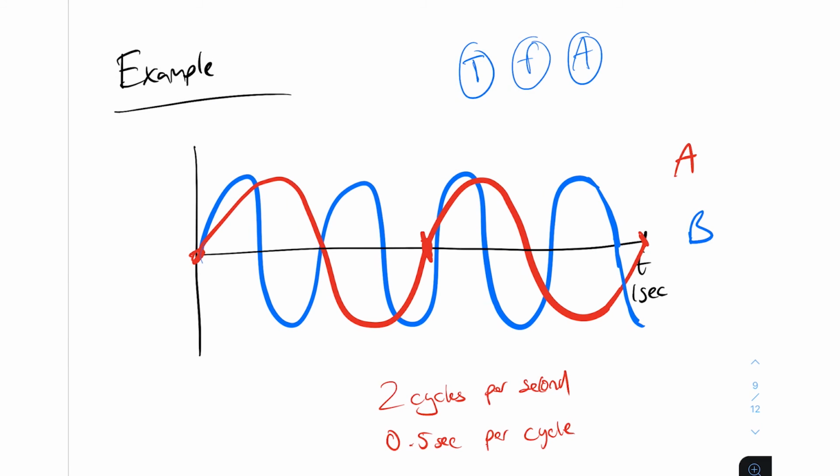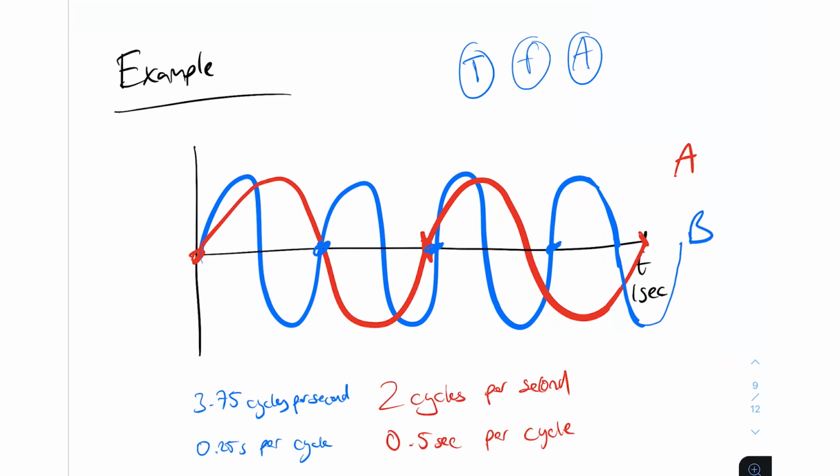You've got 1 complete cycle here, another complete cycle here, another complete cycle here, and then it does another probably 3/4 of a cycle before it would have ended up back at 0 here, right? So it does 1, 2, 3, 3.75 cycles per second. So do they have the same frequency? Definitely not. Then how long does it take to do 1 cycle? So it's about 0.25 seconds per cycle. So definitely don't have the same time period either.